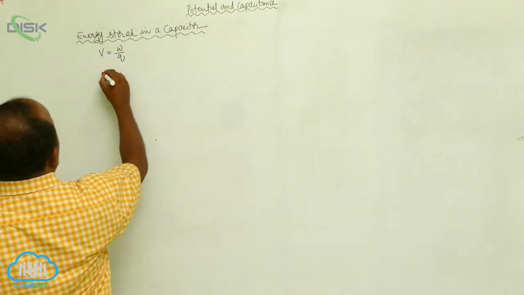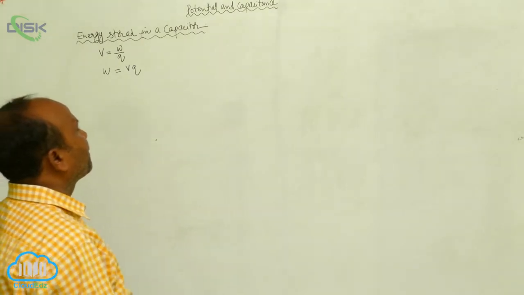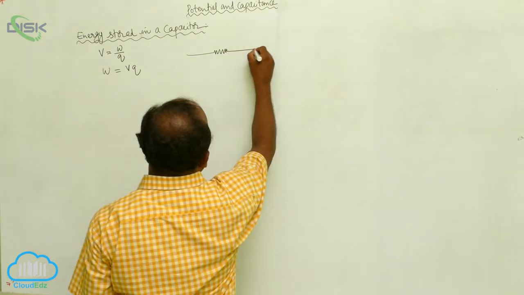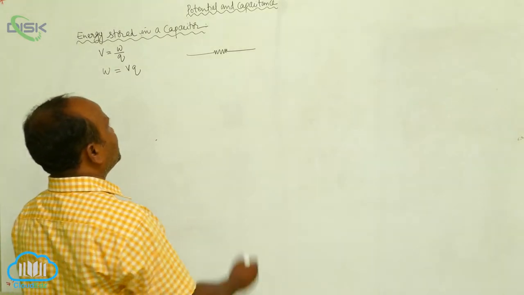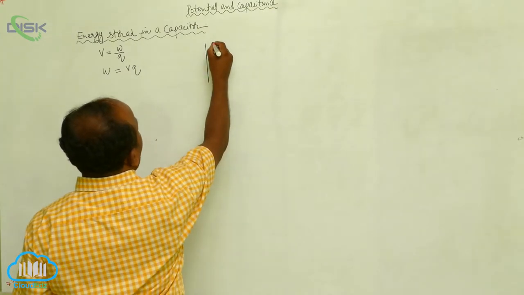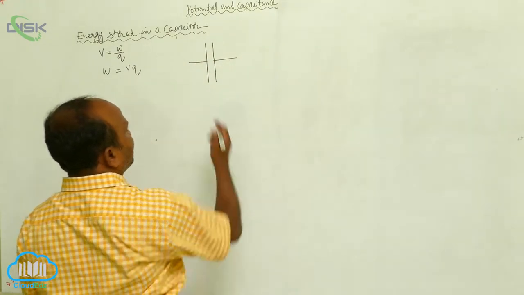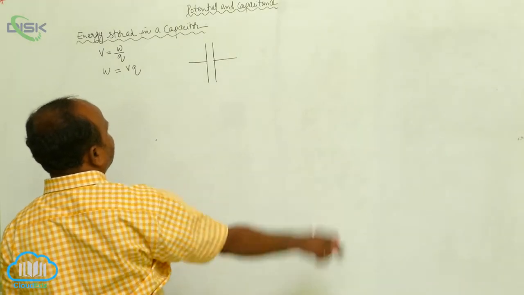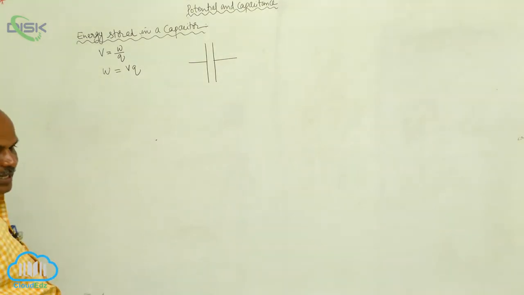W is equal to V into Q. Right? Now let us consider this is the capacitor. Now the second plate is said to be earthed. This capacitor stores the energy.